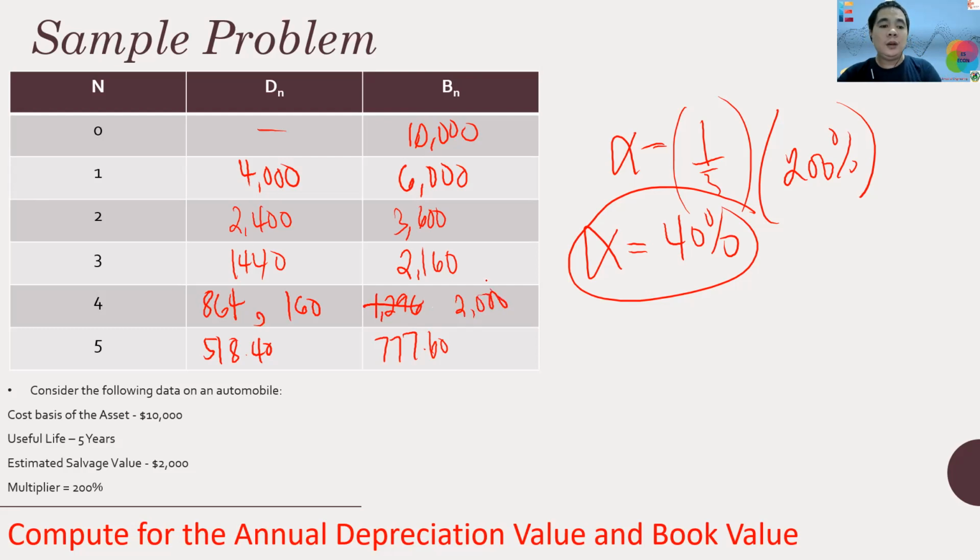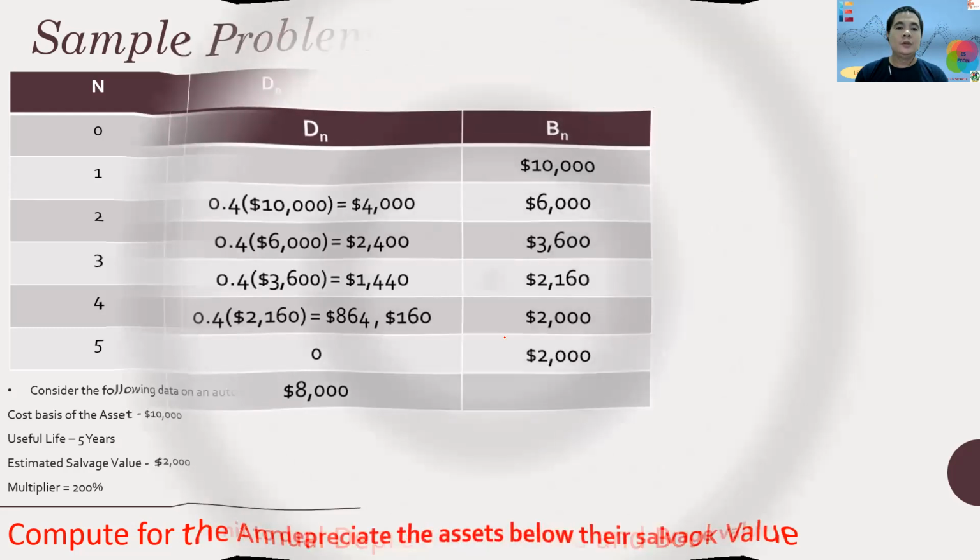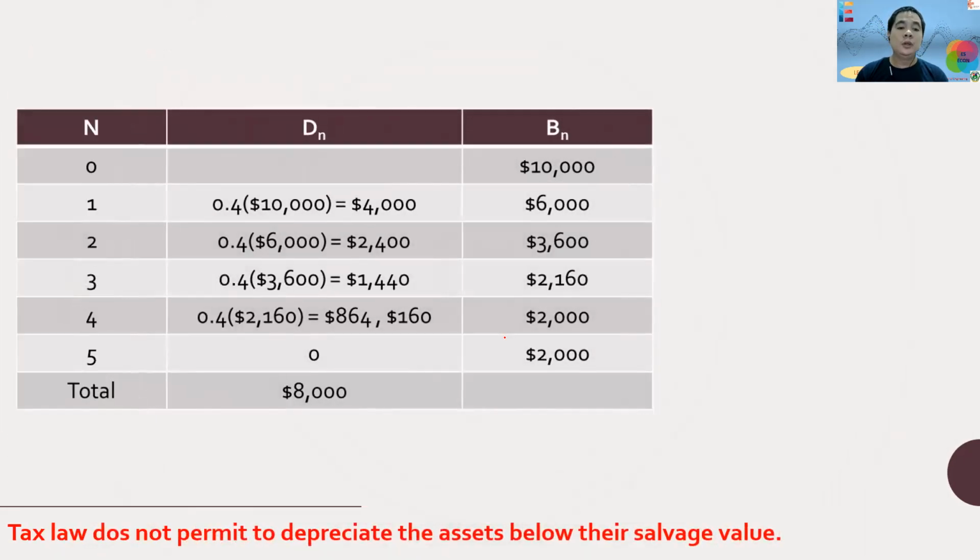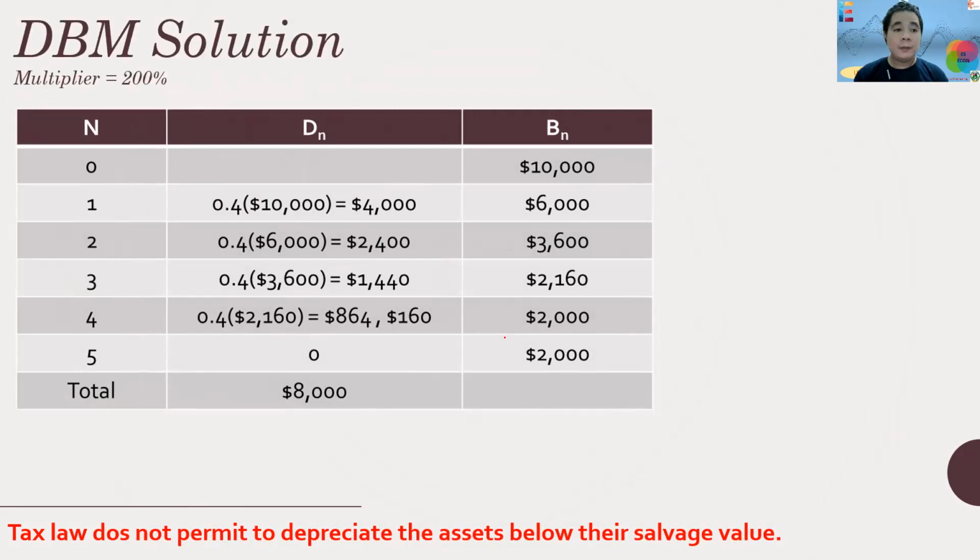And on the fifth year, you do not have any depreciation value. Okay? Be mindful of the adjustments when it comes to the declining balance method and the double declining balance method. So here is the solution of your double declining balance method, where the multiplier is 200%.